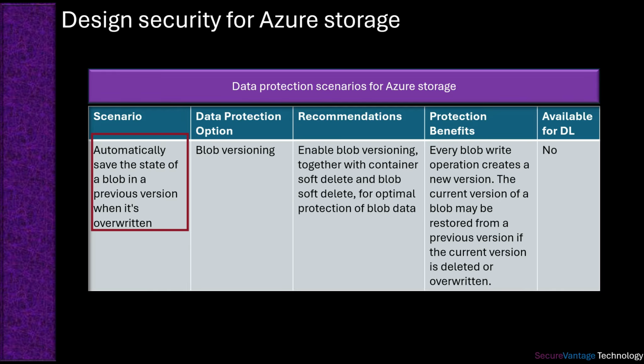Next data protection scenario for Azure Storage is automatically save the state of a blob in a previous version when it's overwritten. Imagine every time you saved over a document, a new version of it was automatically created and stored. That's what blob versioning does. This feature is great for when you need to protect your data from accidental overwrites. It keeps a history of all changes, so if something gets messed up, you can always go back to a previous version.